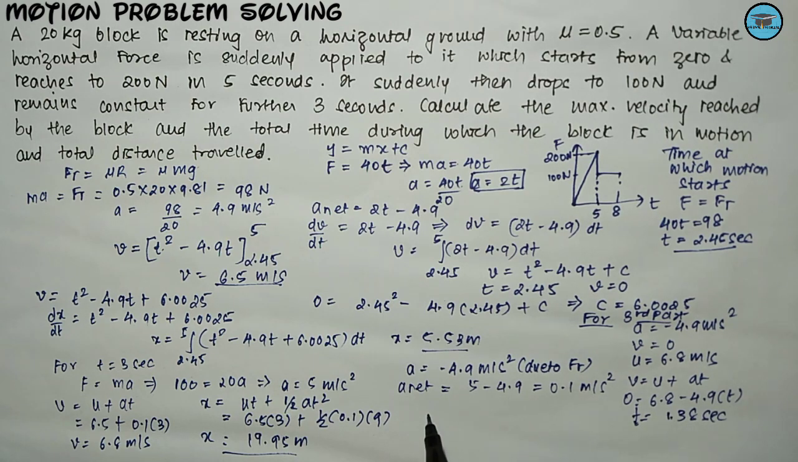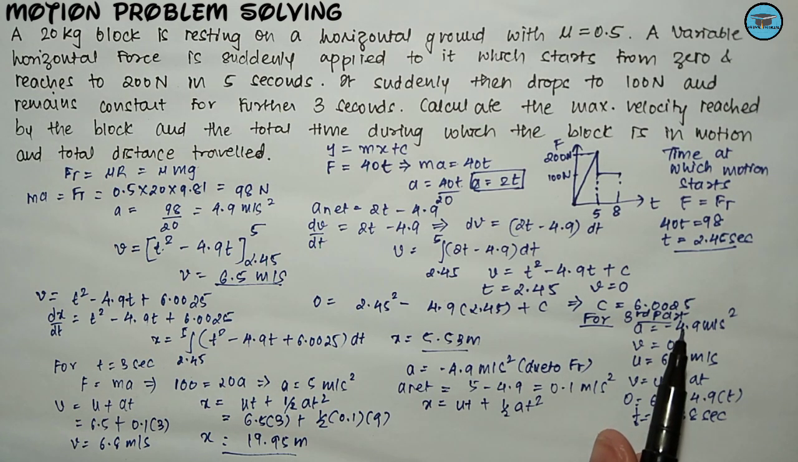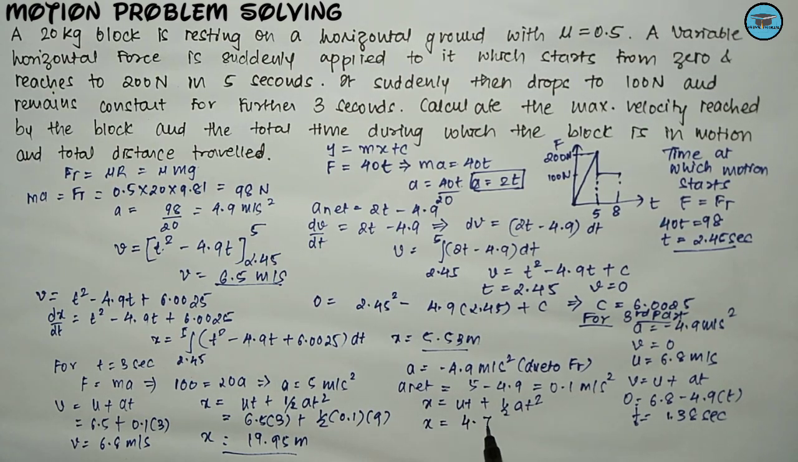Now similarly, applying another law of motion, that is x equals ut plus half at square. u is known, that is 6.8, time that we have determined as 1.38, and acceleration that we know as minus 4.9 meter per second square. Placing the value of all the known terms, we get the value of x as 4.71 meter.